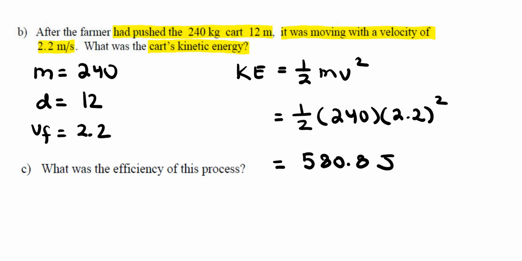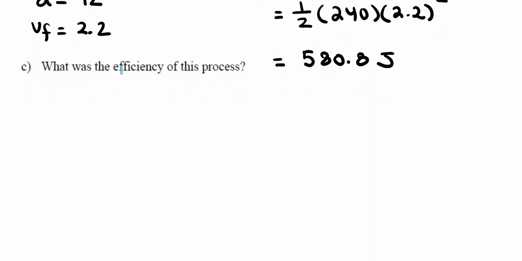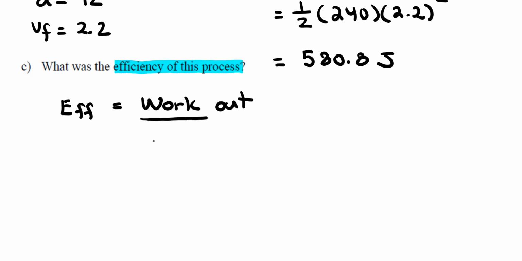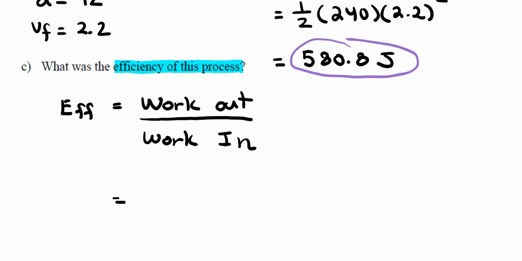Okay, and for the final question here, we have an efficiency question. So what is the efficiency of this process? So we know that efficiency is equal to the work out divided by the work in. Okay, so the work out for this particular example is this right here, so 580.8. So that is the work that was produced.